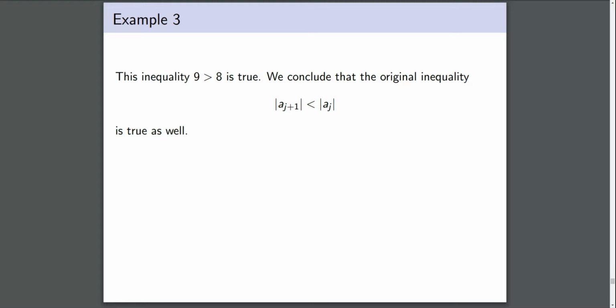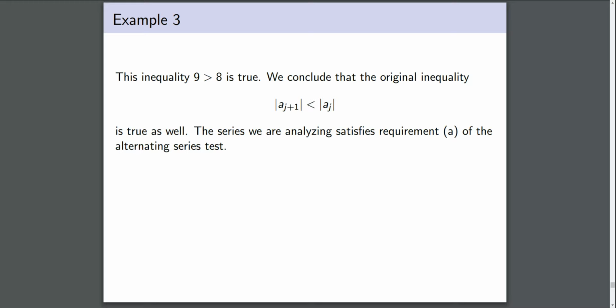So as I said, this is the best way to show that that property is true. There's a lot of subtle points working with these inequalities. And so if you want, you can use kind of the shortcut method where we just use our calculator to find some terms. All right, what we conclude from this work, the series that we're analyzing satisfies requirement A for the alternating series test.